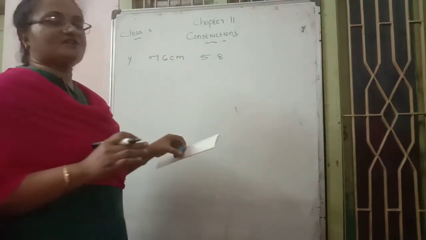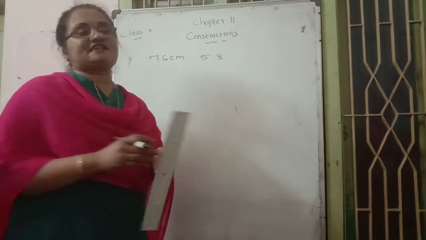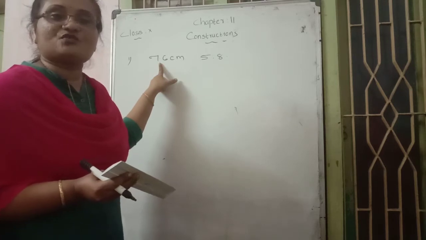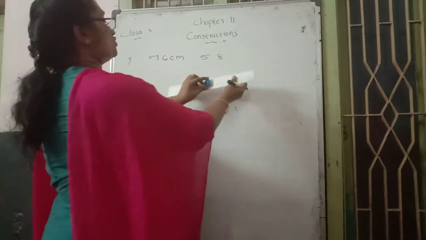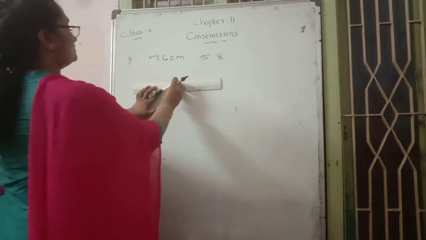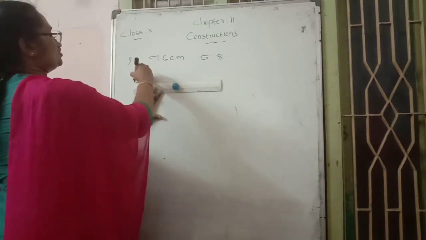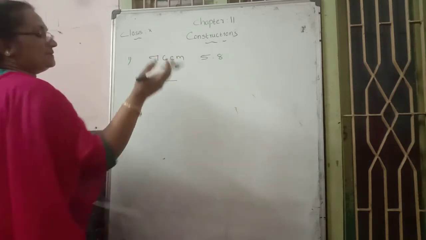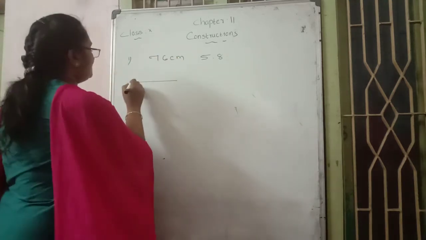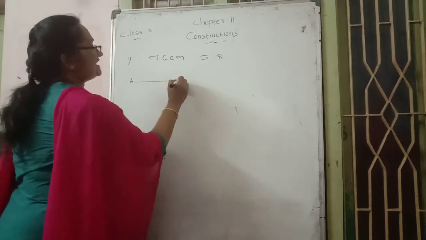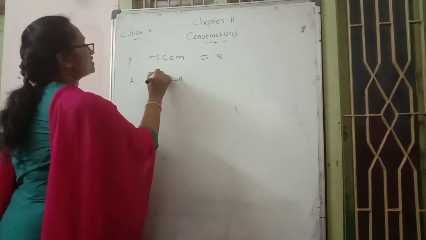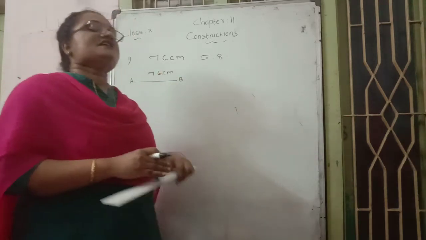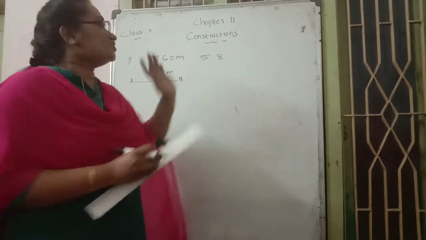How to construct: first take out our scale. The line segment measurement they ask for is 7.6. So using the scale, draw from 0 to 7.6 centimeters and mark the ends as A and B. The total measurement is 7.6 centimeters.